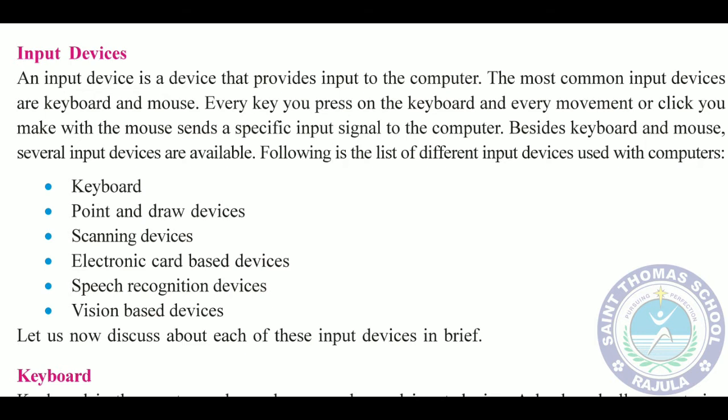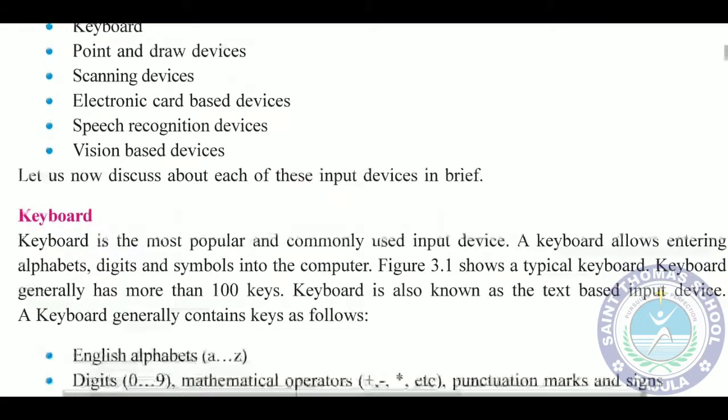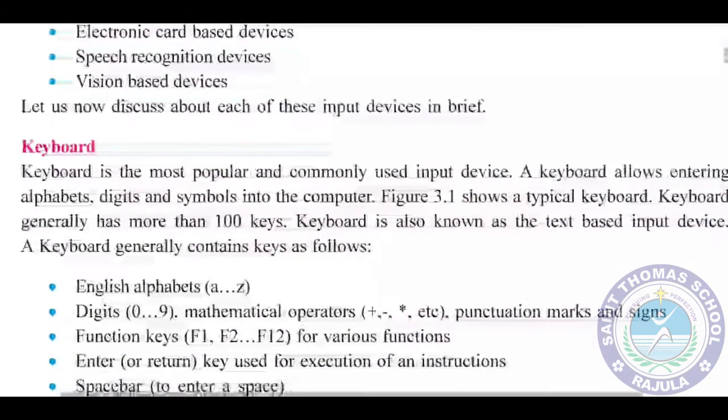Besides the keyboard and mouse, some other input devices are also there that we are going to discuss in this chapter, and that is already listed out over here. So now we will see the list of input devices, that is keyboard, point and draw devices, electronic card based devices, speech recognition devices and vision based devices. Now let's discuss each of these input devices in brief. Our first input device that we are going to discuss is the keyboard.